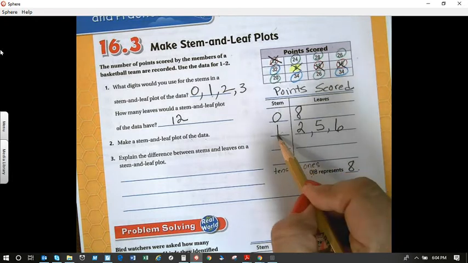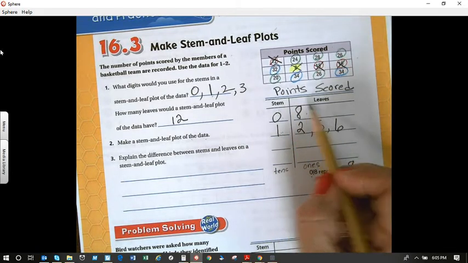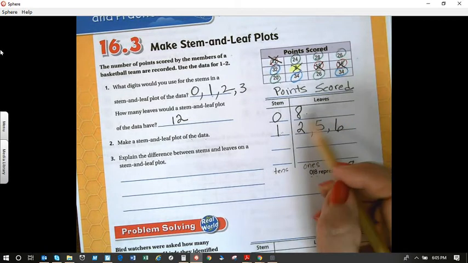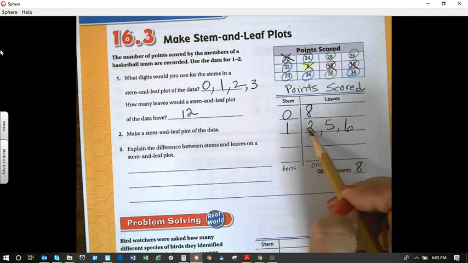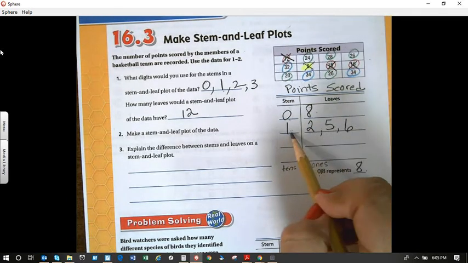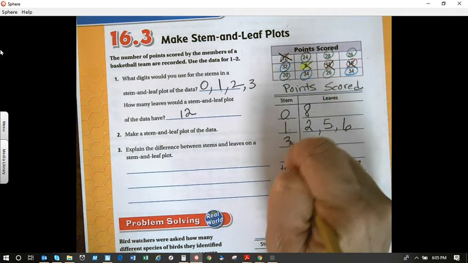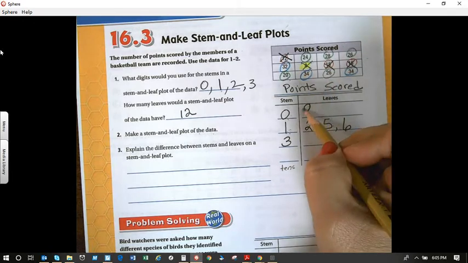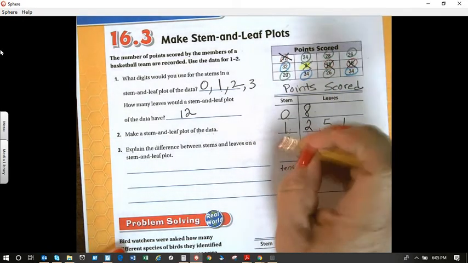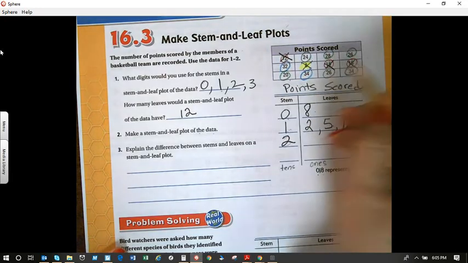All right, I have 8. I have 1 leaf on stem 0. I have 1, 2, 3 leaves on stem 1. And over here for stem 3, I'm looking at, oops, I sure did miss one. No, I'm not going to 3. I'm going to 2 next. Thank you very much. So I've already finished here.